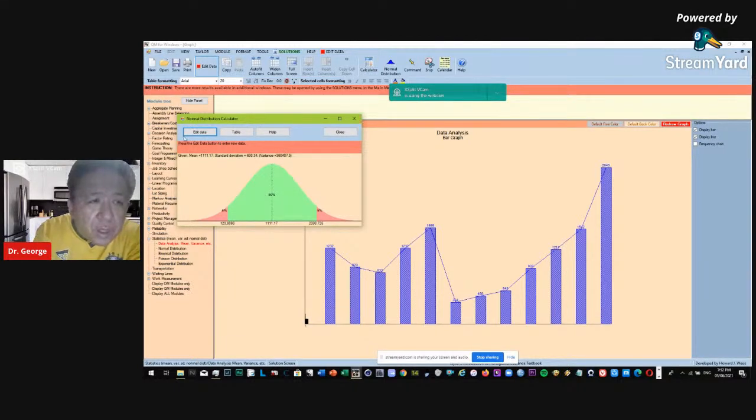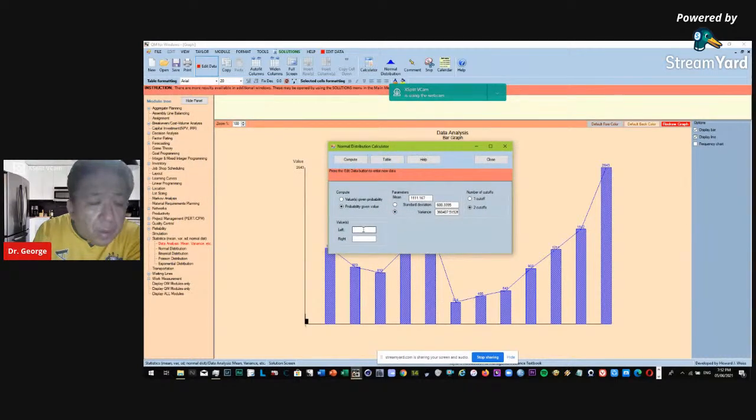Okay, what else can we do? Probability given value. All right. So if this is the mean and the standard deviation, of course, we can compute for the value. Let's look at the left, for example 900, and then right would be 1,350.